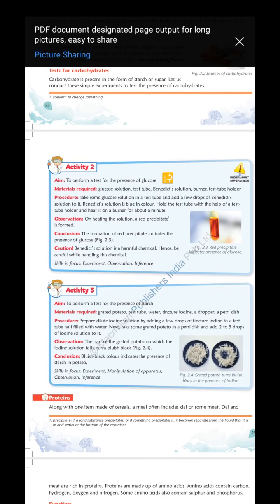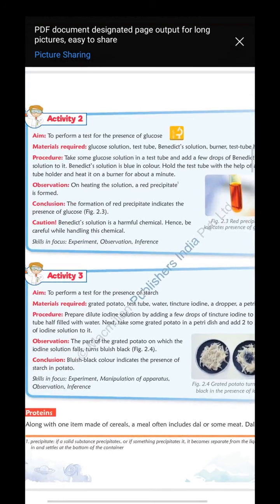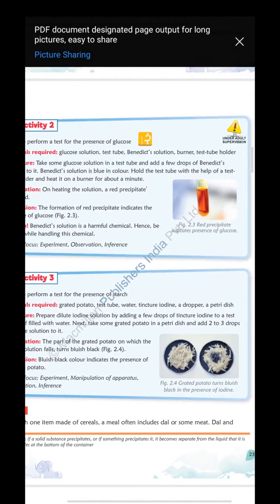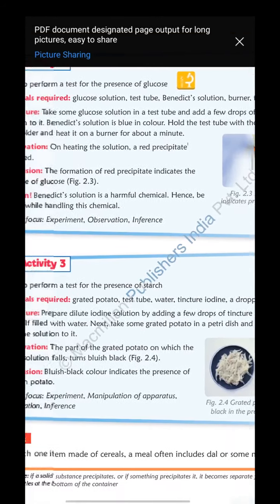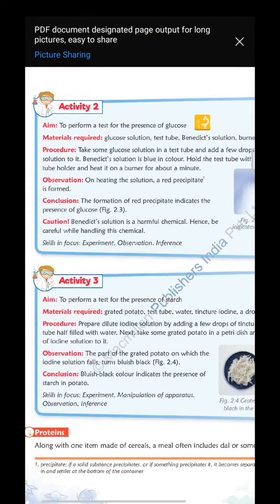Iodine is the best thing, Nana. See, blue black color will come. They will drop tincture iodine on the carbohydrates, and a bluish black color appears. Are you watching this? Bluish black color will come. So from that we can conclude that there is starch, because the blue black color appears.